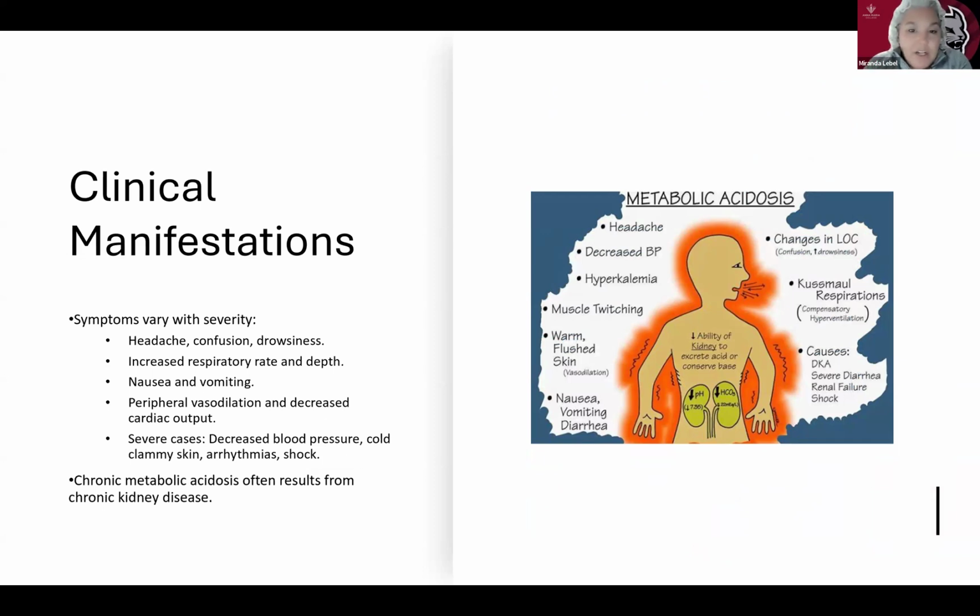So, clinical manifestations of metabolic acidosis. Symptoms are going to vary with severity. We could have a headache, confusion, drowsiness, increased respiratory rate and depth because we want to blow off that acid, nausea and vomiting, peripheral vasodilation, and decreased cardiac output. Severe cases are going to be decreased blood pressure, cold, clammy skin, arrhythmias, and shock. So chronic metabolic acidosis often results from chronic kidney disease. So pay attention to the history.